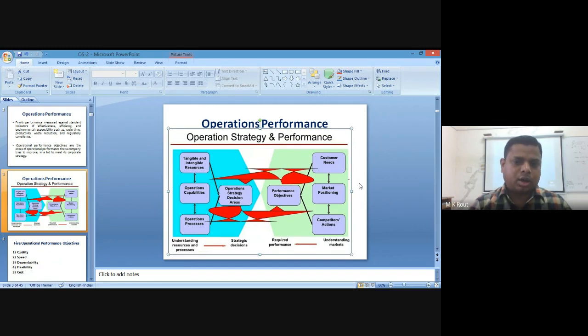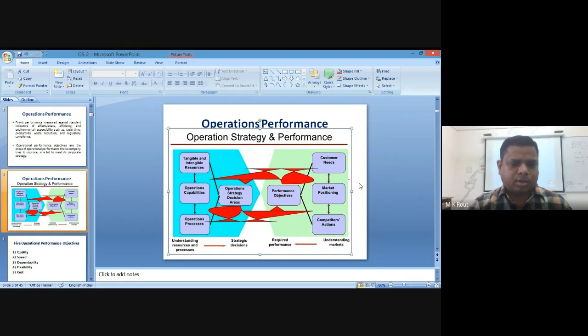Whenever you go for operation strategy with reference to your operation performance, in case of your operation strategy decision area, initially the operation process and the tangible and intangible resources are directly fed into your operation strategy decision area. Then, from the other point of view, especially in case of your customers, customer need is there, market position is there, and competitor action are there. So these are the different performance objectives that should be considered, whenever you implement effectiveness, your efficiency, or in the market environment with reference to your operation performance.